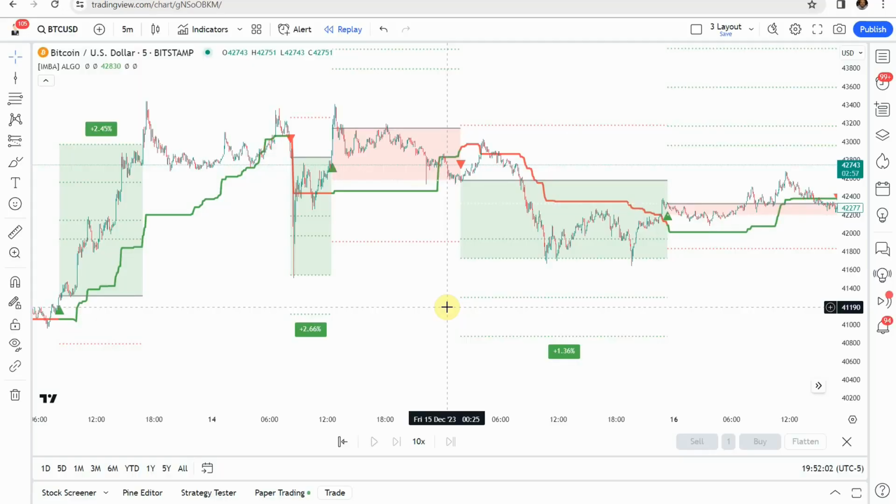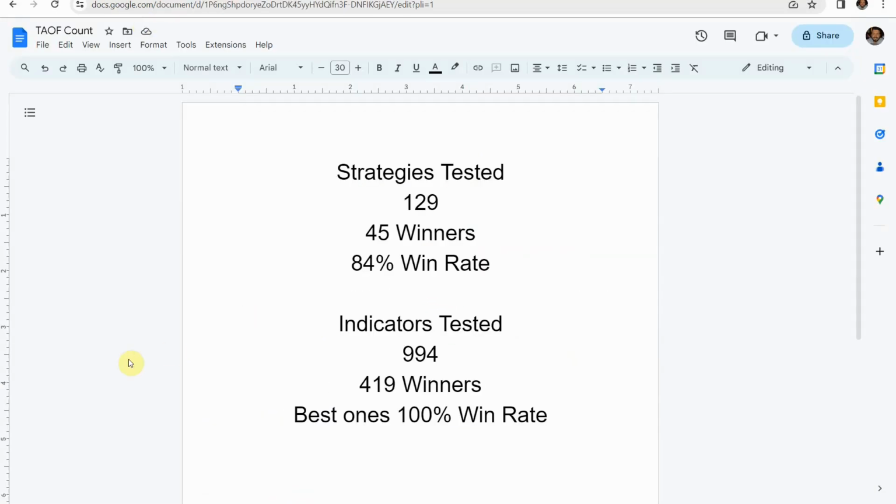Alright, as I said, today we will be looking at a 5-minute crypto scalping strategy. Before we do though, I wanted to put the testing scoreboard up for everyone to see. So to date, we have tested a total of 129 different strategies, with 45 of them being winners. The best one so far was able to achieve an 84% win rate. That is the Academy of Forex strategy with the Z-score probability indicator.